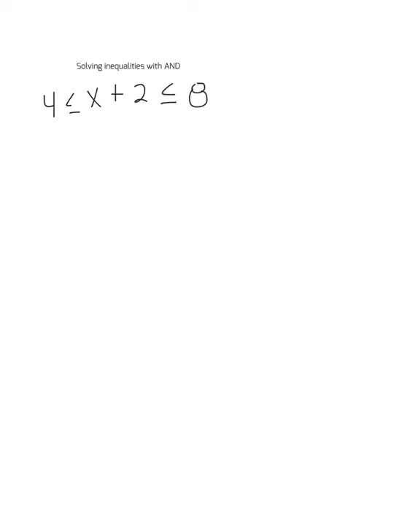Well, you might notice that you actually have two statements in here. You'll have one that's right here. It's got 4 is less than or equal to x plus 2. And you also have this one right here: x plus 2 is less than or equal to 8. So when we write these out, we're going to break them apart. So you have 4 is less than or equal to x plus 2, and you're going to have x plus 2 is less than or equal to 8.